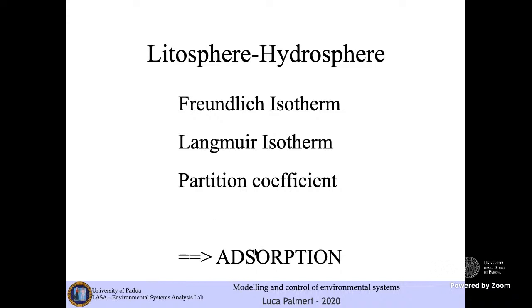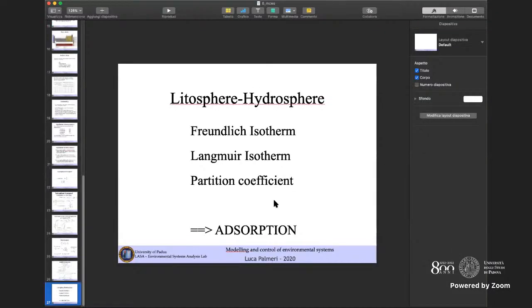Adsorption is passing, I recall you, from a liquid sphere, from a liquid hydrosphere to a solid sphere, so to a lithosphere. Two isotherms are Freundlich and Langmuir, and the most general model is called the partition coefficient model. But we will have much more time to go into details into these processes next week. By now, I stop here.